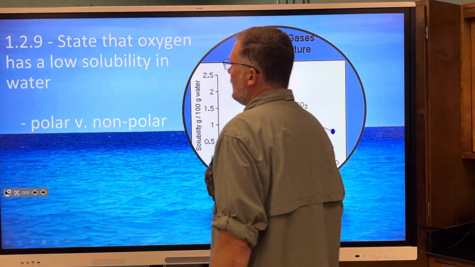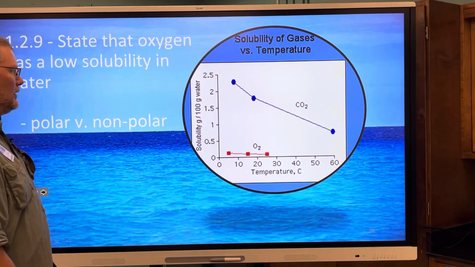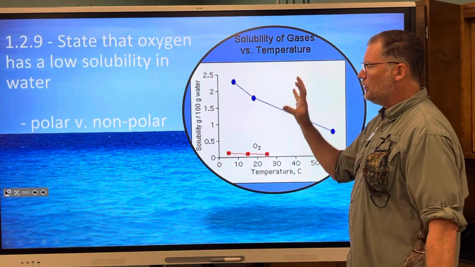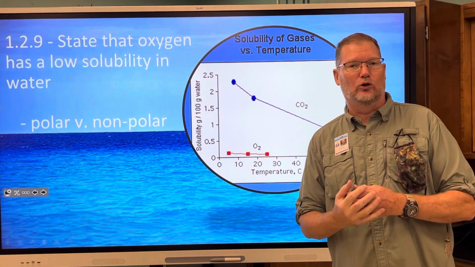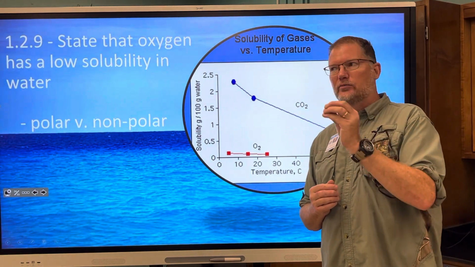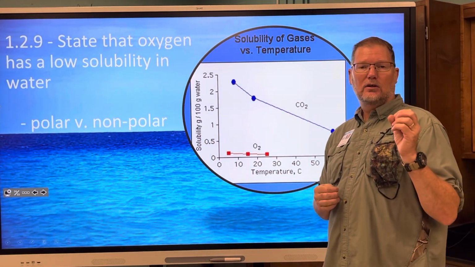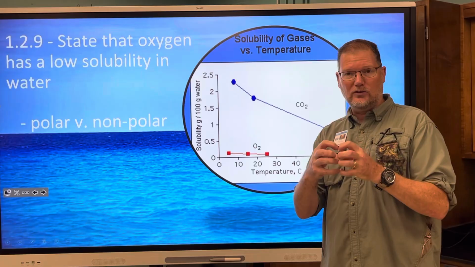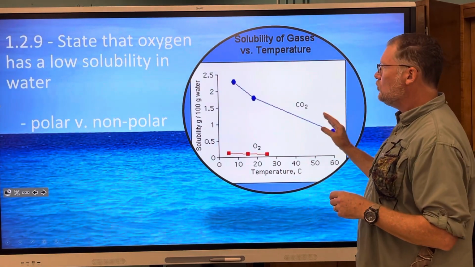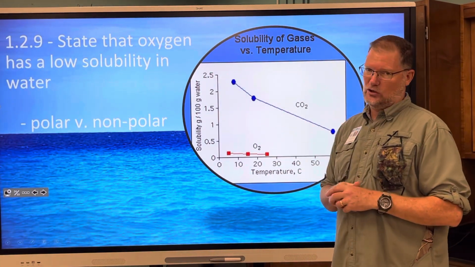Okay. You need to know that oxygen has a lower solubility in water than carbon dioxide does. We did mention this in the previous notes in part 1, but it's all by itself here. And the reason is because of polar versus nonpolar, right? Water is polar, and therefore it dissolves polar things a lot better than it does nonpolar things. Oxygen is not polar. It's two oxygens, the same on both sides. But carbon dioxide is mildly polar. So carbon dioxide is 200 times more soluble in seawater than oxygen is, okay?